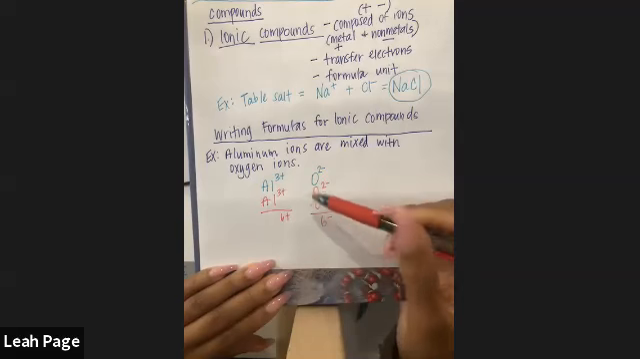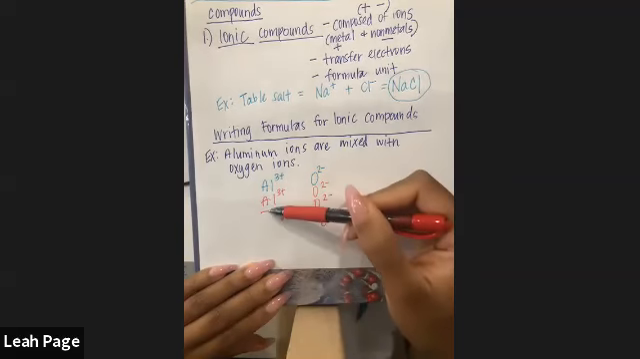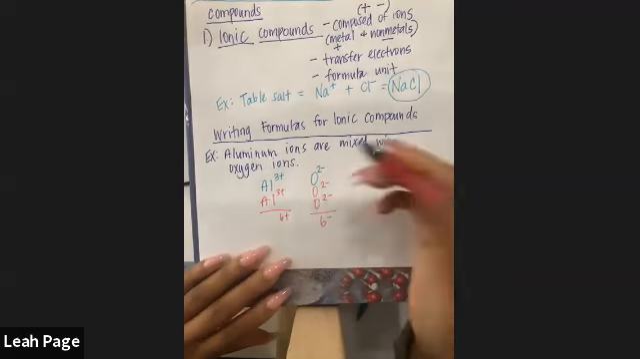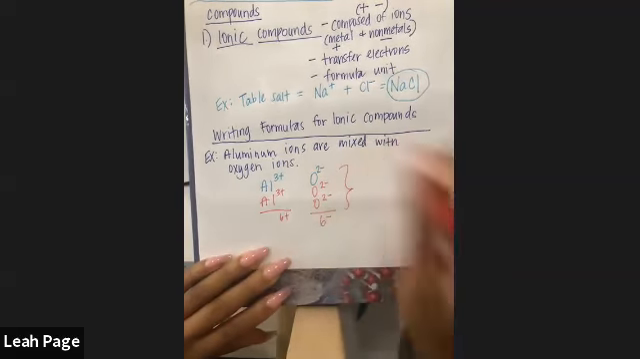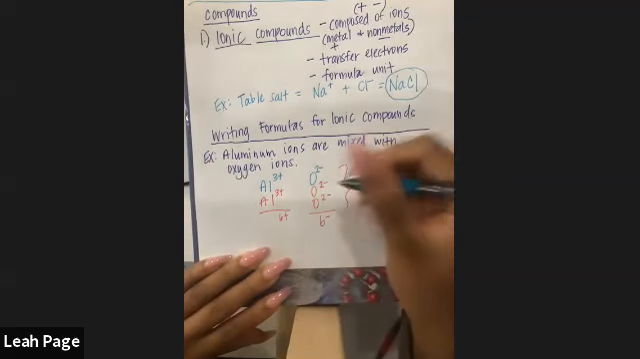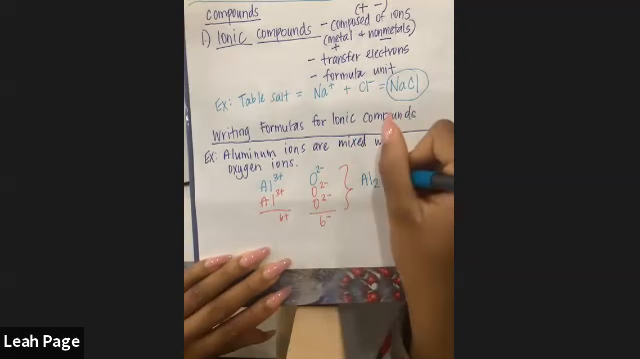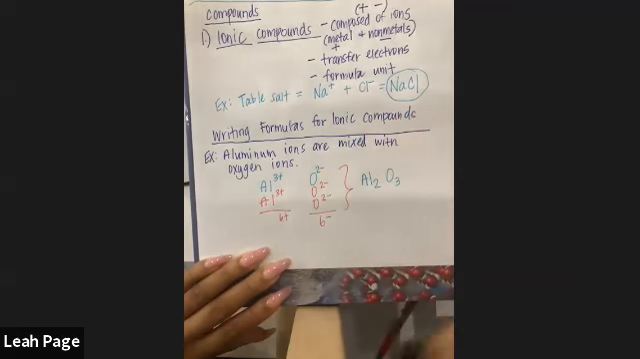So now it looks like the ratio needs to be 2 aluminums for every 3 oxygens. So I'd say my formula is, I need 2 aluminums for every 3 oxygens.